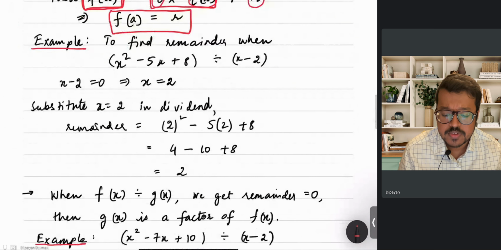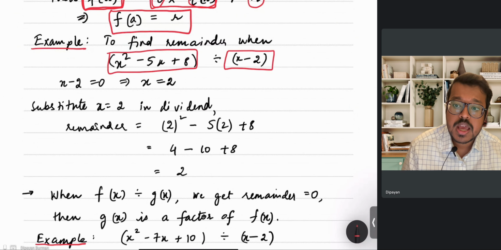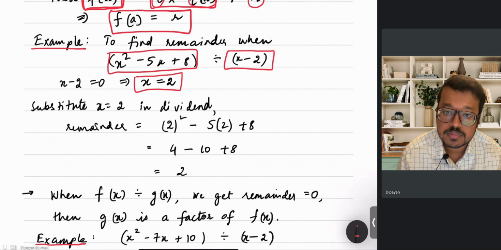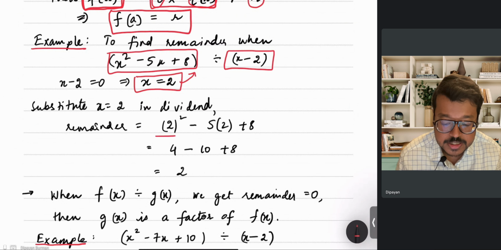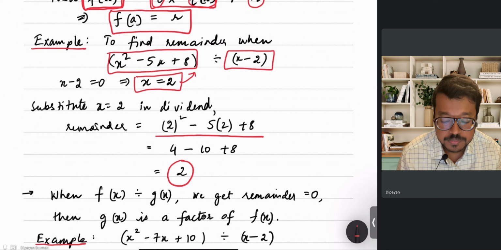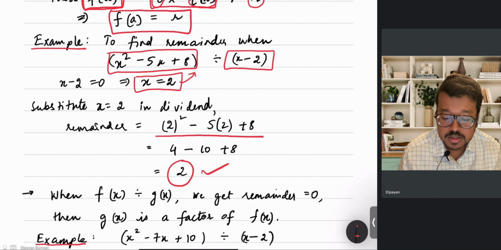So as an example, here I have written that let's say I am dividing x square minus 5x plus 8 with x minus 2. So x minus 2 is my divisor, and if I find x equal to 2 will give the value of the divisor 0. Then the same value of x, if I substitute in the dividend, I will get this expression 2 square minus 5 into 2 plus 8, and if I evaluate that further, I will get the value 2. So if I had the question that what is the remainder when I am dividing x square minus 5x plus 8 with x minus 2, then the remainder will be equal to 2.